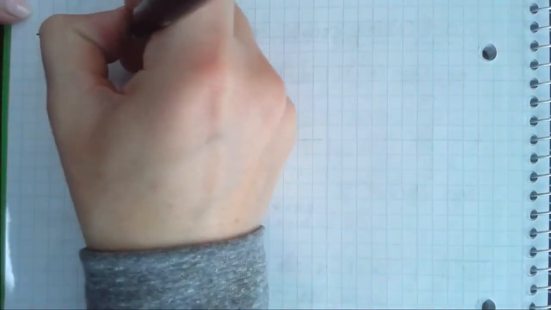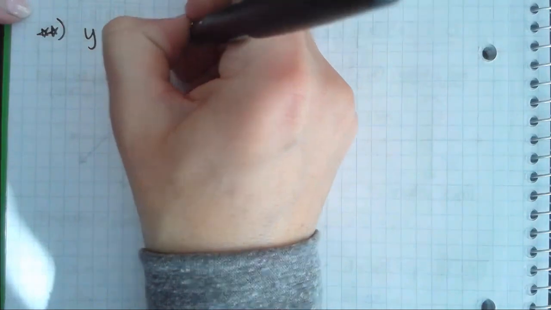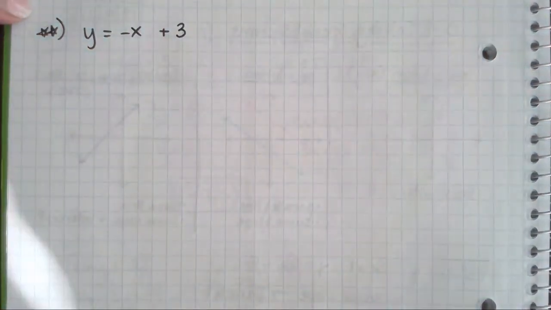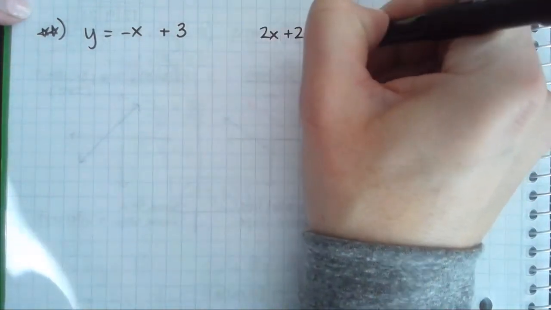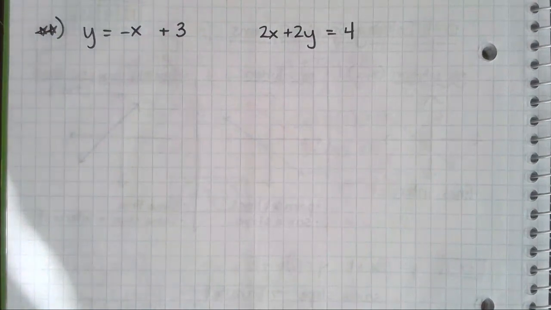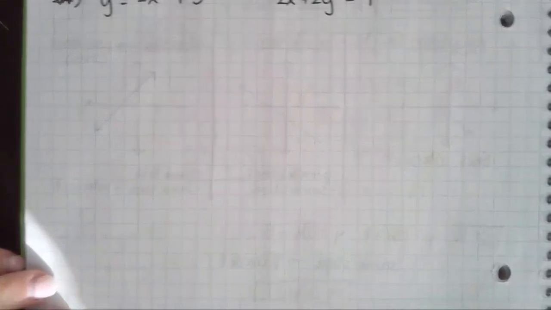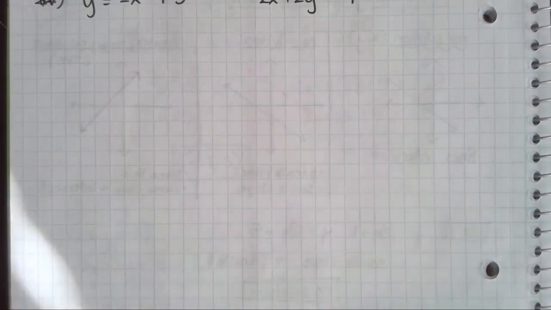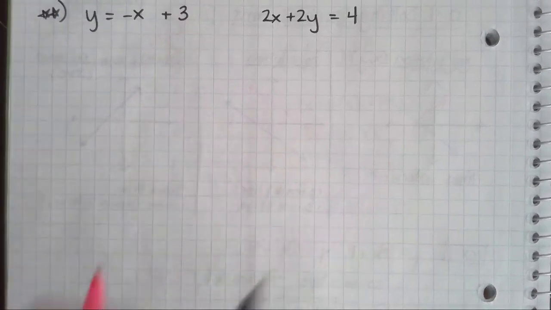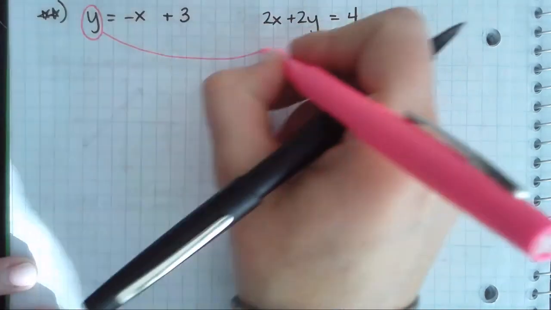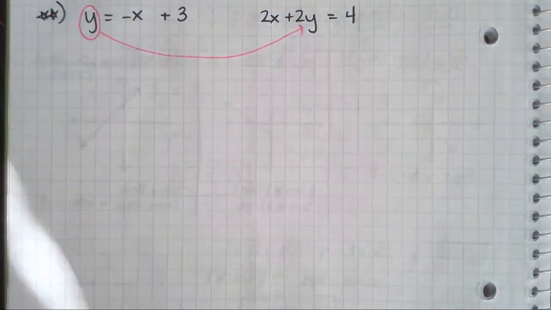This one, our system is y equals negative x plus 3, and 2x plus 2y equals 4. What method should I use here based on what I can observe? Let's use substitution, because we have y by itself. So I'm going to use substitution because I already have y by itself, so it's going to save me some time.